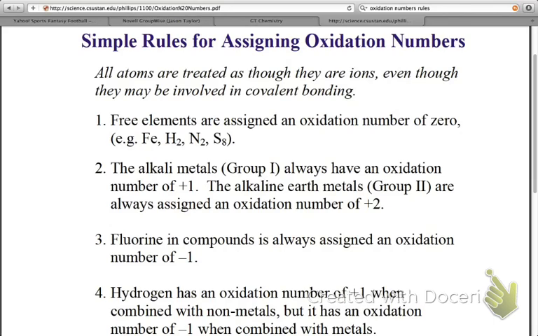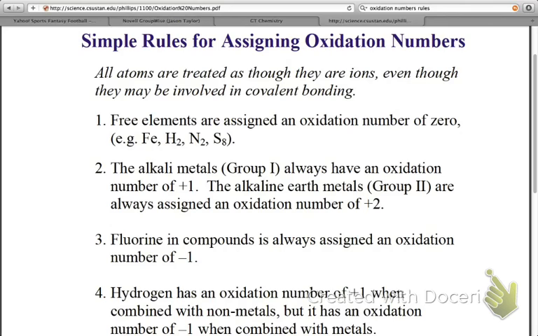The next rule tells us about fluorine. Fluorine in compounds is always -1. And in pre-AP, I told you that the reason for that is fluorine is always the boss. Fluorine is the most electronegative element on the periodic table. It wants to gain 1 electron to complete its octet. It will always do that, no matter what.